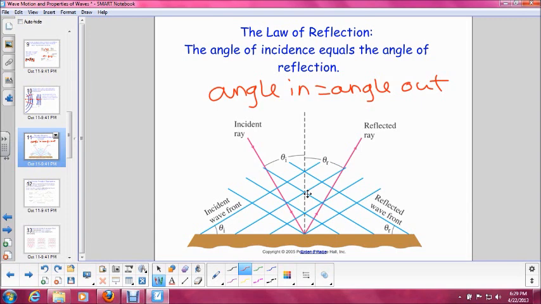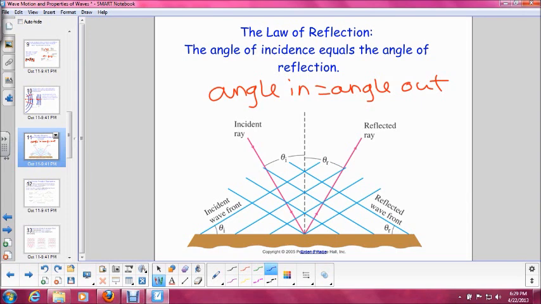So, if I have a wave coming in at 30 degrees to the ground, when it bounces off and reflects, it's going to come out at 30 degrees to the ground. It's going to be exactly the same. And this is where drawing rays gets really helpful.